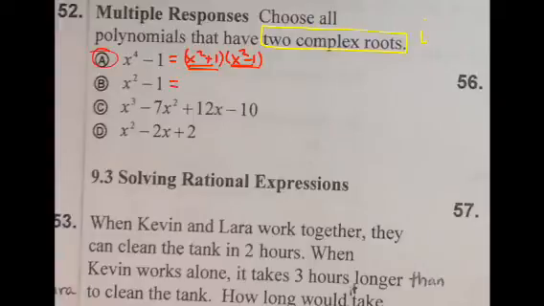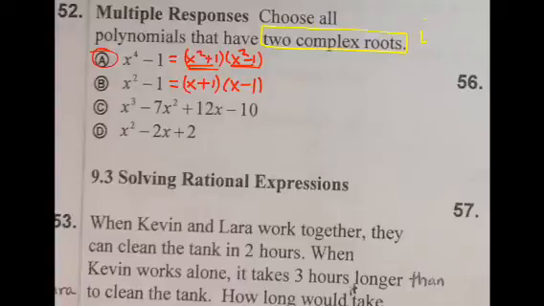So this one would do that. Right here, this is a difference of two squares, right? So it's only going to give you 1 plus or minus 1. Those are real numbers, not imaginary, so that's not going to work. And then for C, I look at 10, and it does not factor by grouping, so I'm going to have to do the synthetic division.